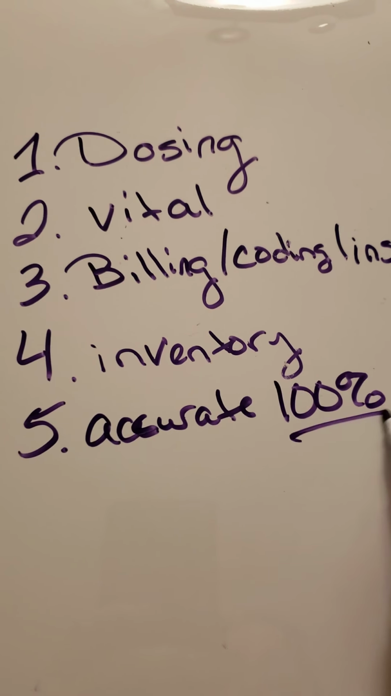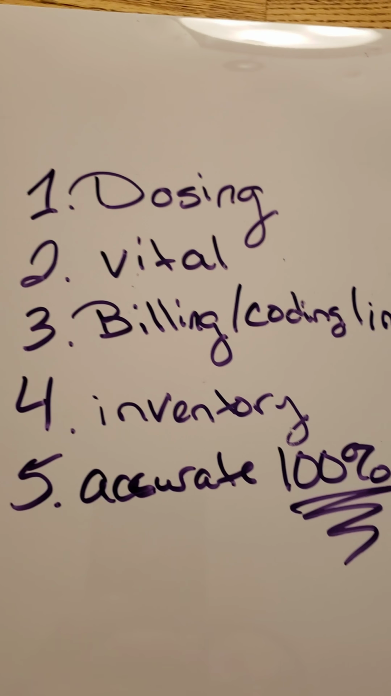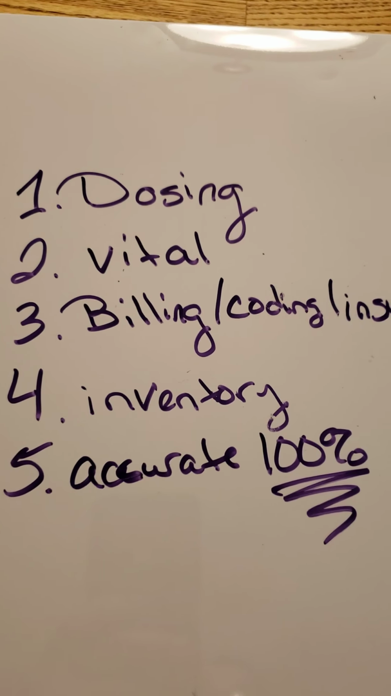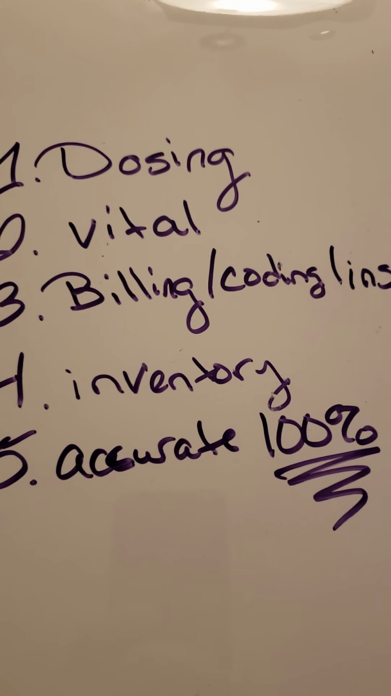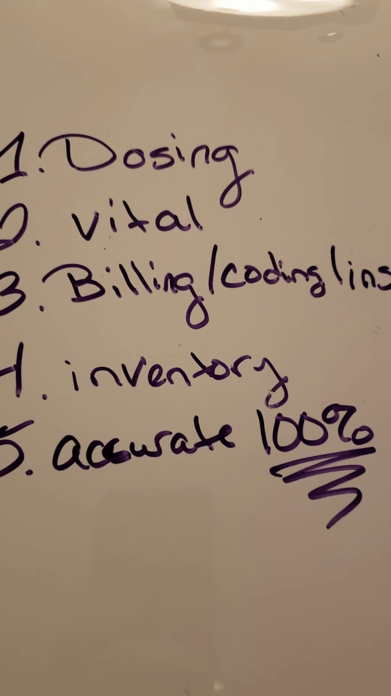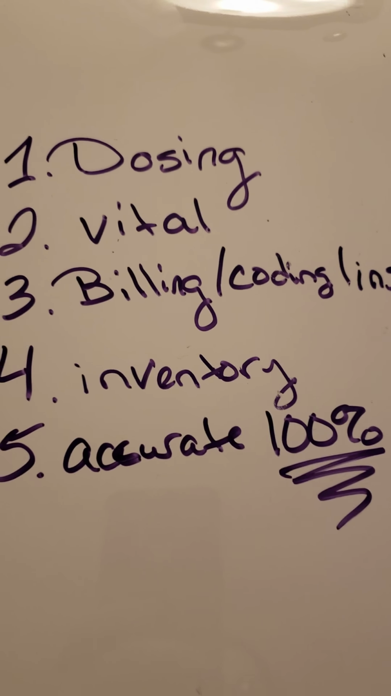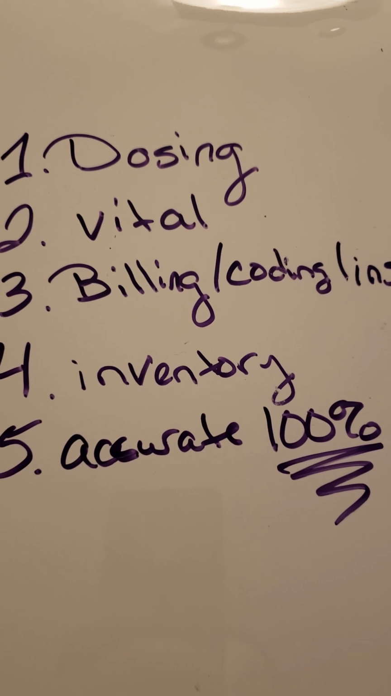If we're not 100% accurate on billing and coding, might not kill someone, but it can make them upset and they can kill you, but more likely you'll lose your job. If we're not 100% accurate on inventory, we could definitely harm a patient. We could kill the patient if we don't have the supplies that we needed. So it's really important to be 100% accurate on all 5 of these reasons why we do math in the medical field.